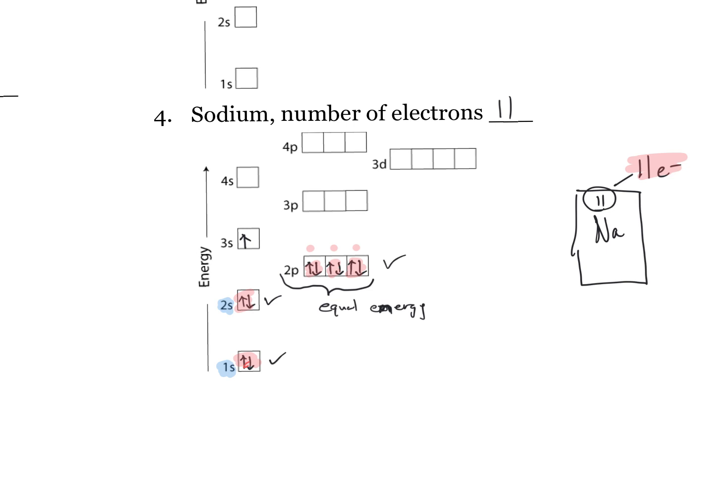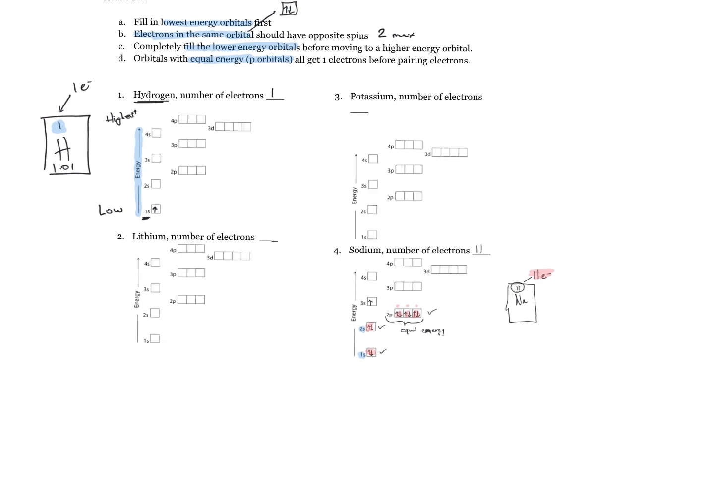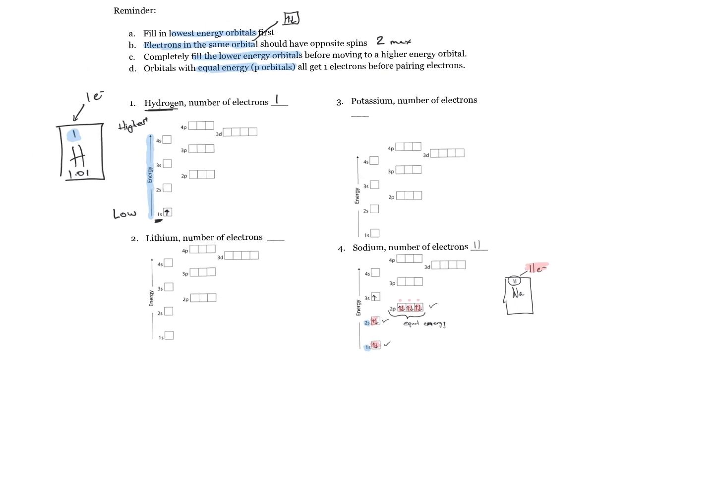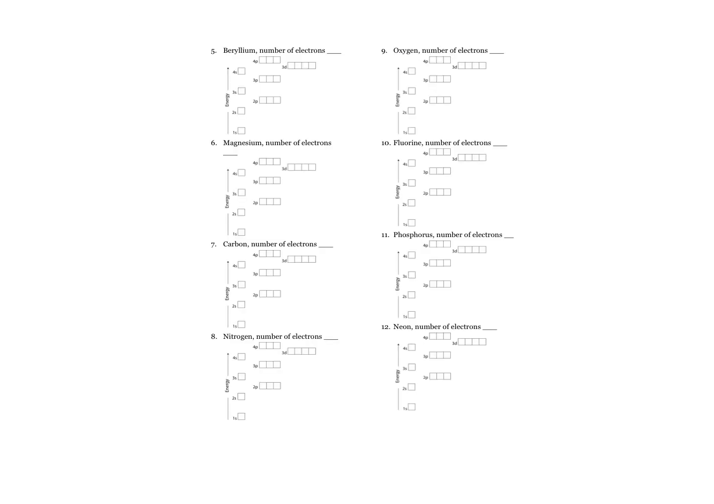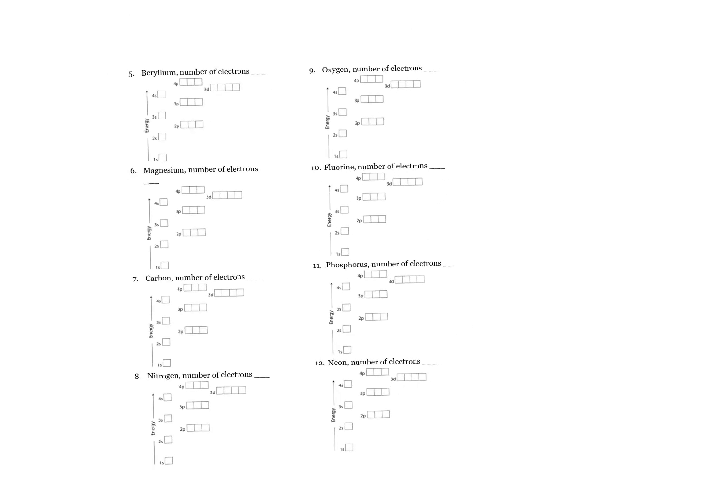And so that is how we fill orbital diagrams. Now what you're going to do is go through and do the rest of page 1, which is going to be potassium and lithium. You're going to go on to page 2, and we've got a whole bunch of them here for you: beryllium, oxygen, magnesium, fluorine, and so on and so forth.